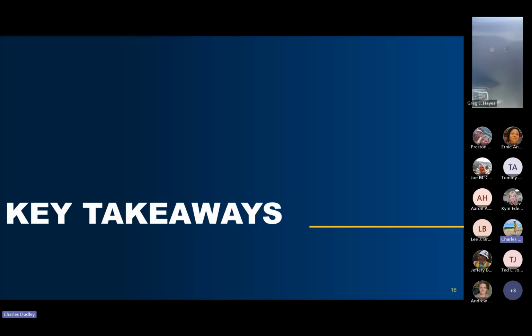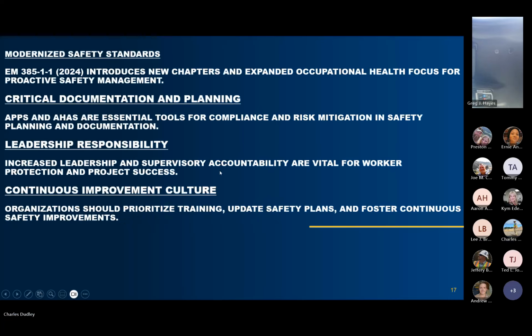So some key takeaways. The EM385 2024 introduces new chapters, right? It expands the focus on occupational health. It signals a shift towards proactive system-based safety management rather than just checklisting. Documentation and planning are becoming more and more critical within the APPs and the AHAs, right? They're now acting like they should have been from the beginning, as a central tool for compliance and risk mitigation.